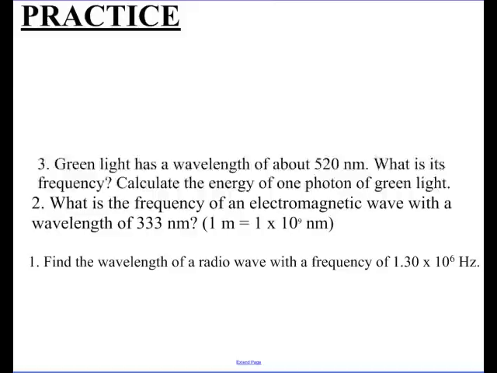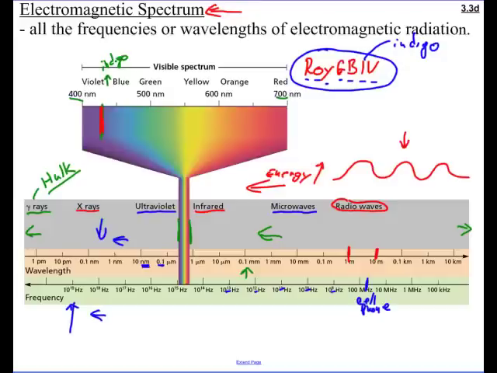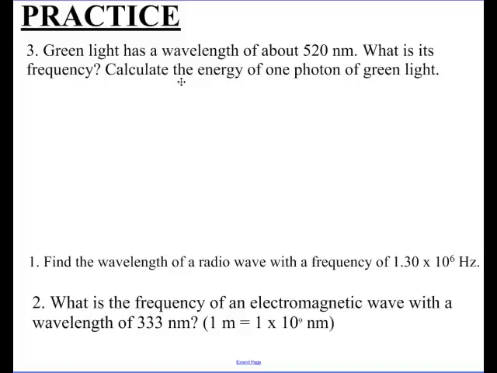Green light has a wavelength of about 520 nanometers. Really? Let's look. Hey, look at that. Green light, right around 520. They weren't kidding. Okay. What is the frequency? Calculate the energy of one photon of green light.